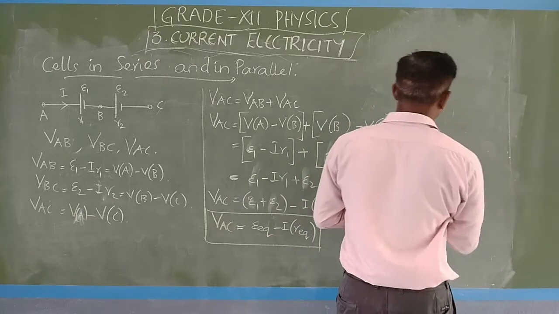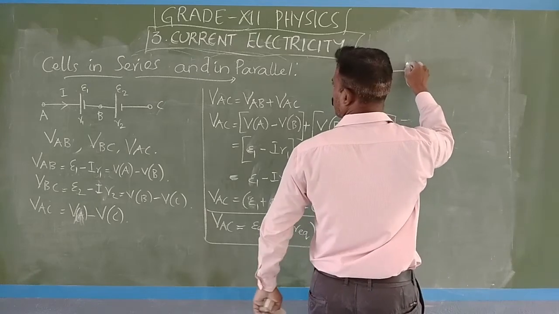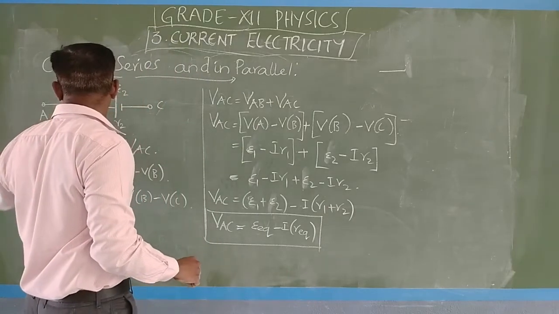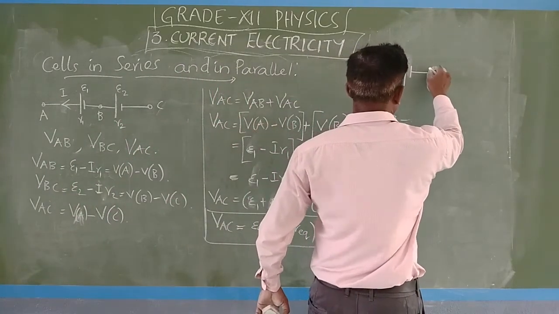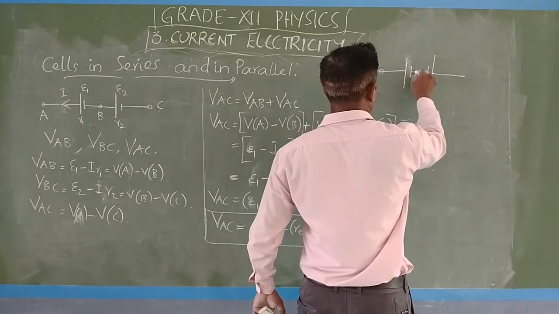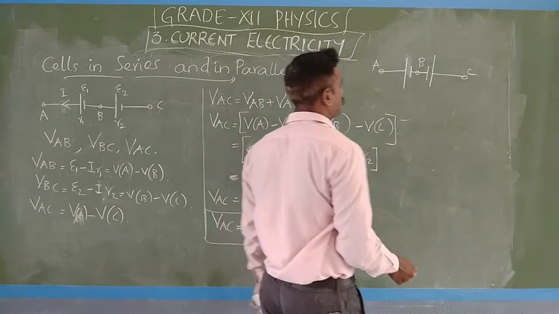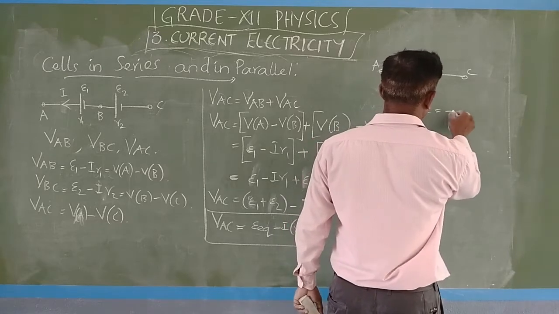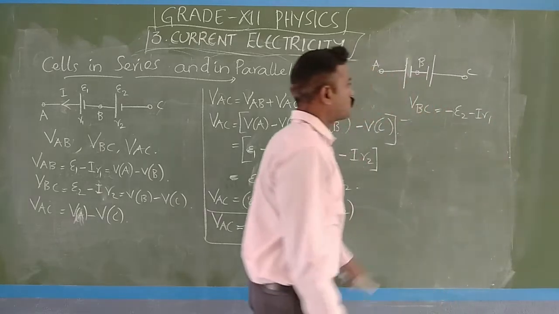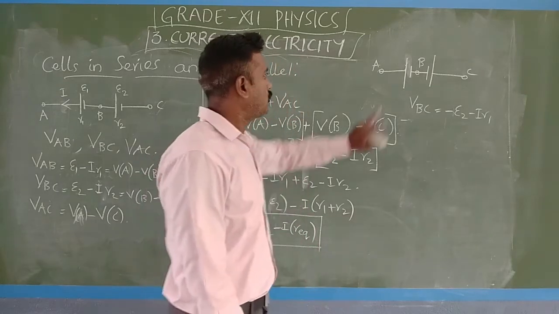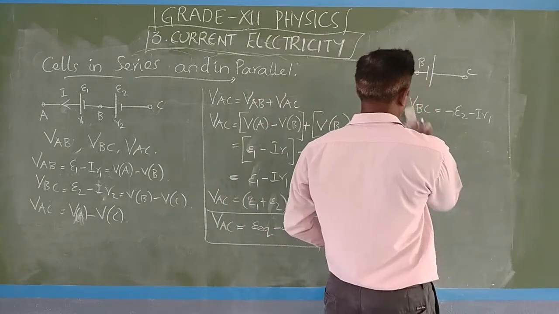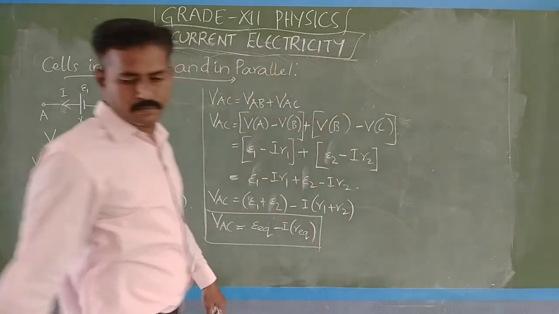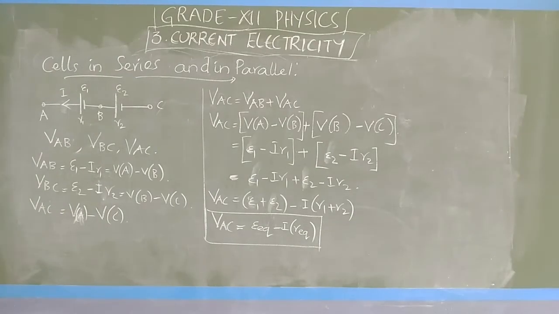I'm showing the circuit. So you have to put minus E2, okay, because when you look at it totally, the current direction is opposite. So please copy down this carefully.